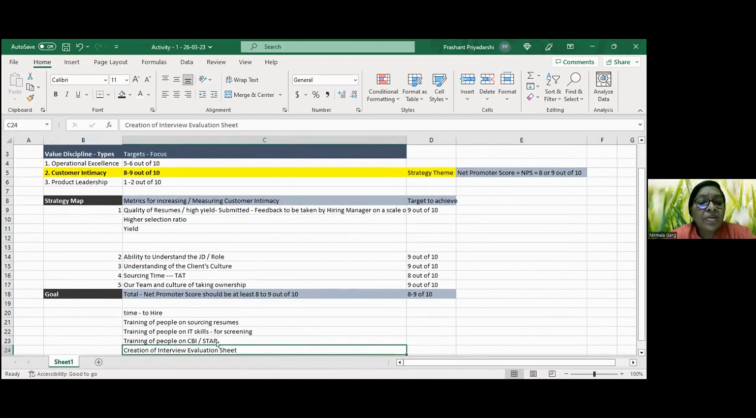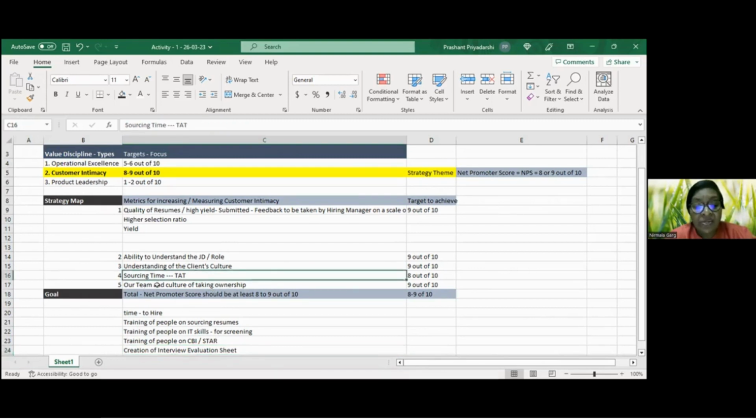Our team and culture taking is more of culture building, etc., which will come later. So sourcing time, your TAT, that will be one vertical. Turnaround time, you already metricized it. Sourcing.